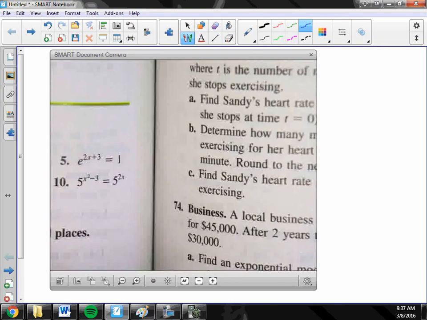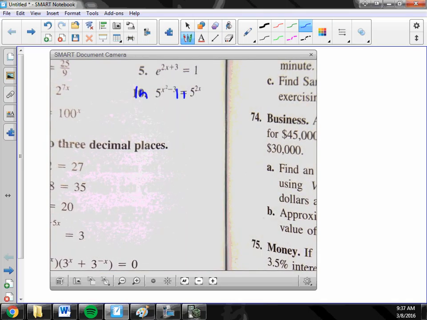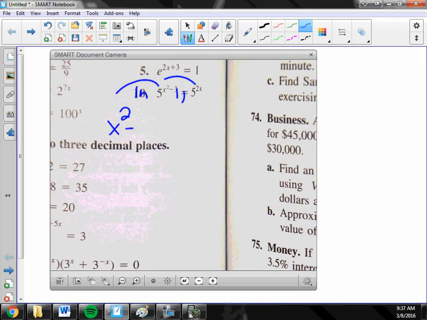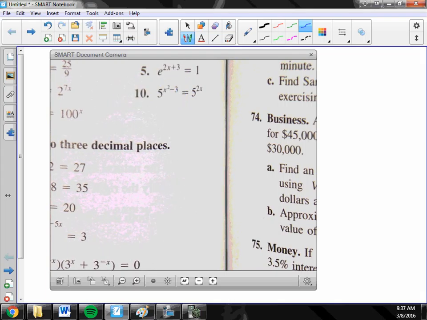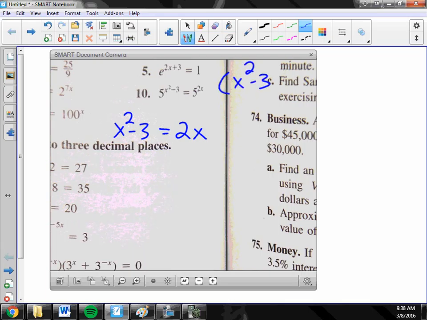So take a look at 10. So ln both sides, drop the exponents. x squared minus, oh, wait a minute. There's an easier way to do this. Ditch the 5s. The bases are the same. If the bases are the same, then we can just throw them out. And we're left with x squared minus 3 equals 2x, which is what we would get if we natural log both sides. ln 5 equals 2x ln 5. We divide by ln 5, and that turns into a 1.